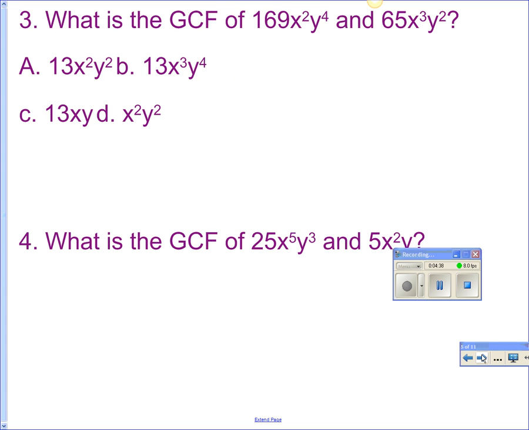All right. Number 3. You don't need to write this one down. You can skip it as long as you're paying attention. I want all eyes up on the board. Otherwise, I'll make you write it down.